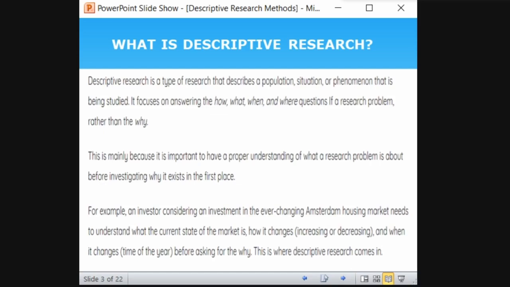So before he invests in that Amsterdam housing market, he needs to understand how the housing market in Amsterdam actually works. What is the current status actually? Okay, what is the current status? That is a what question. And how it changes, whether it is increasing or decreasing, that is a how question. And when it changes, at which time of the year, that is a when question, before asking why. So when you ask these questions, what, how, when, you will understand the problem under study before going into why it changes. Okay, this is called descriptive research.